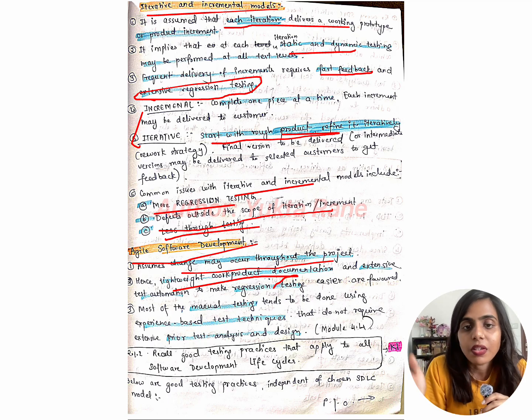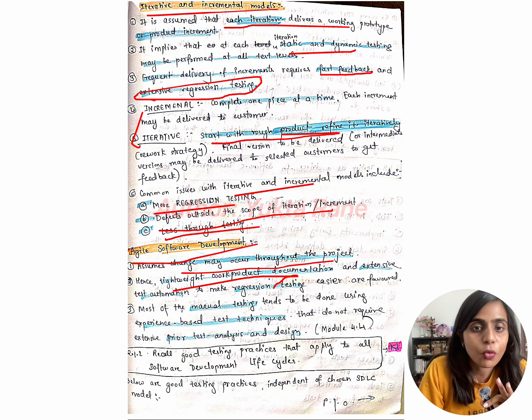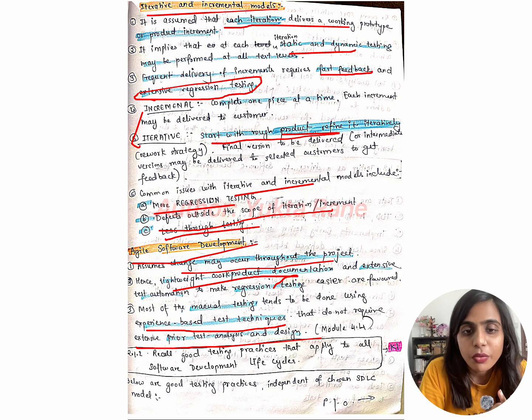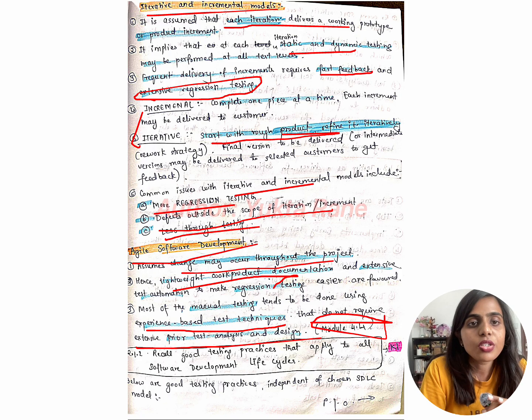And the same thing, it is expected to do extensive automated regression testing. Most of the manual testing tends to be done out of experience based testing that does not require extensive prior test analysis and design. Now we are going to study more about it in module 4.1, so let's not focus more on it now, but just keep in mind that agile is one example of iterative model.